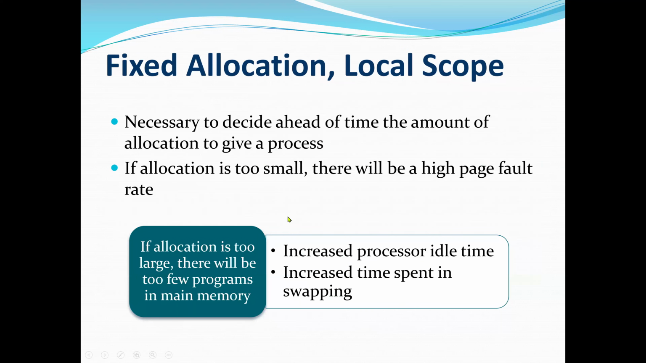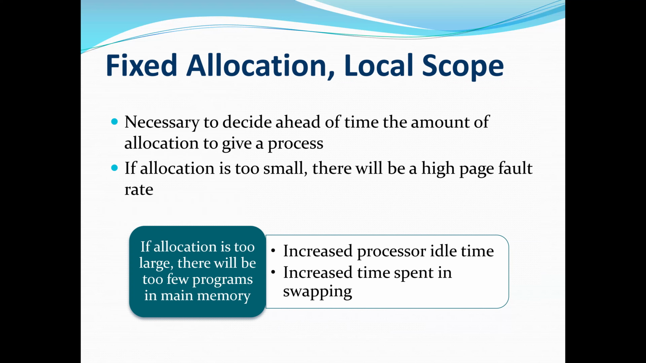So next is the fixed allocation and local scope. Here we say with the fixed allocation policy, it is necessary again to decide ahead of time the amount of allocation to give to a process. This could again be decided on the basis of the type of application and also the amount requested by the program.